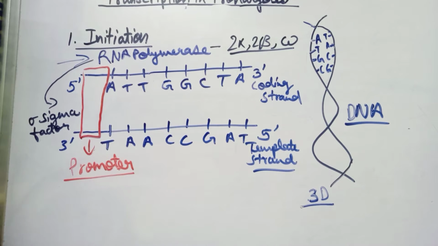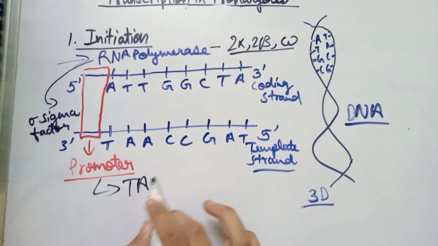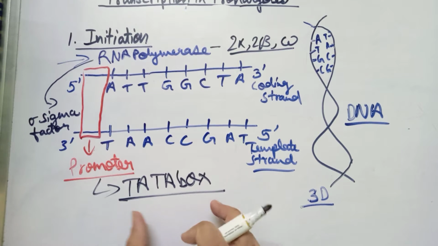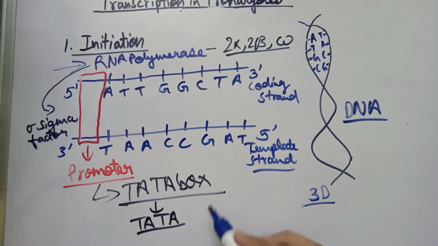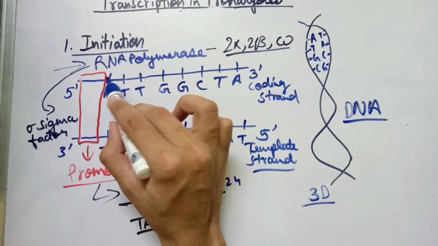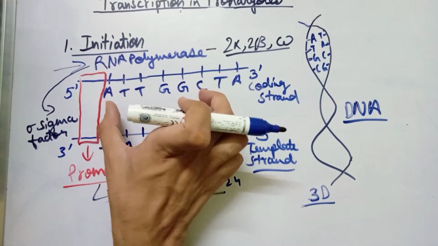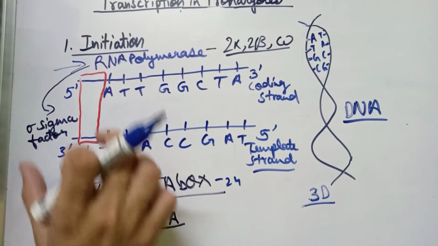Now this promoter is basically known as the TATA box. So what is this TATA box? The TATA box is basically a repetition of thymine-adenine base pairs. And this TATA box is present 24 base pairs before the actual gene region which the RNA polymerase has to transcribe. So wherever the TATA box is present, it will act as a promoter.